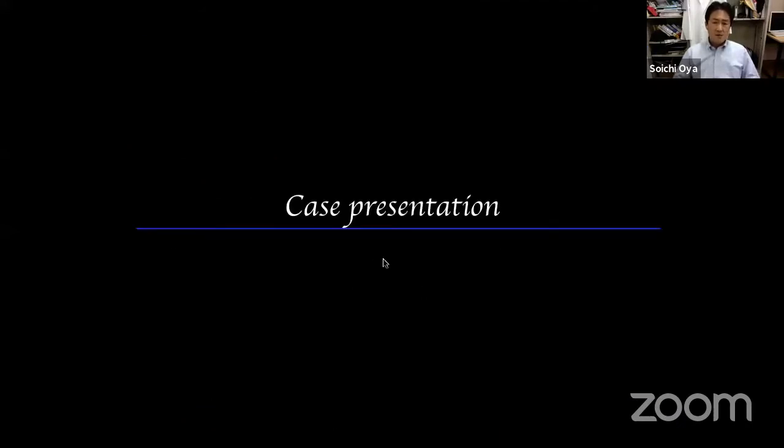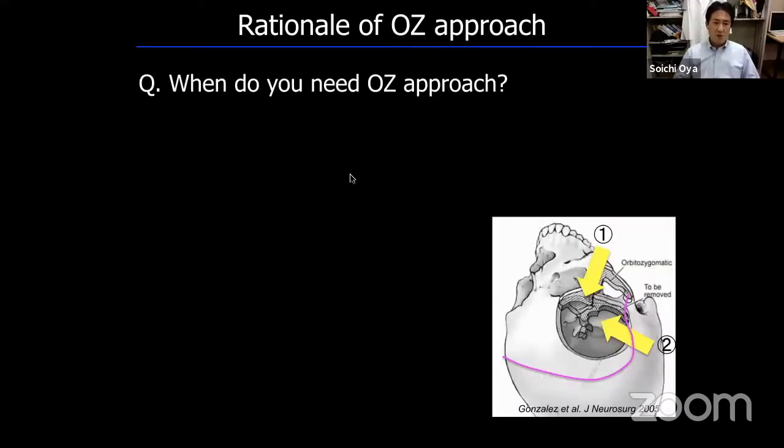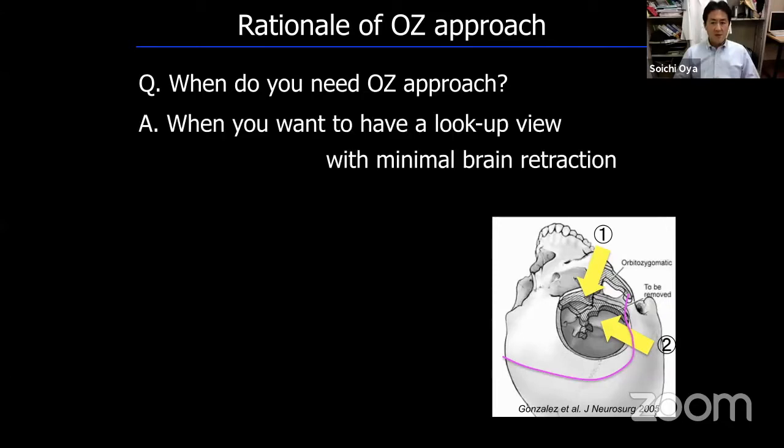Before I start the case presentation, let me begin by explaining the rationale of our orbitozygomatic approach. The question is, when do you need the orbitozygomatic approach? My answer is when you want to have a look-up view with minimal brain retraction. So this is the orbitozygomatic direction.